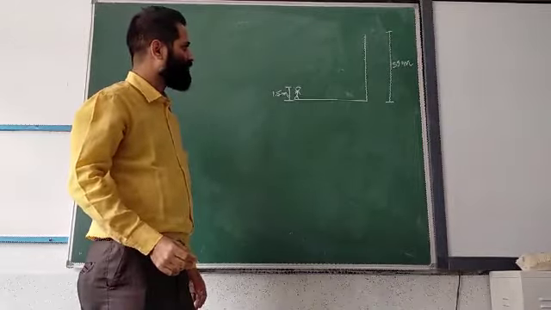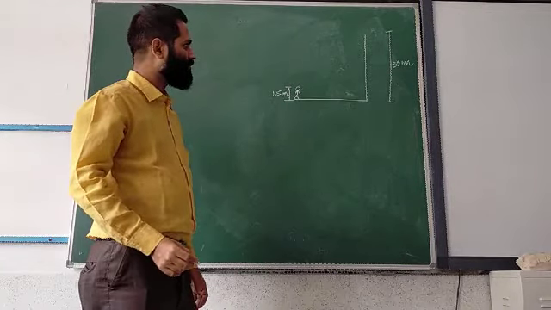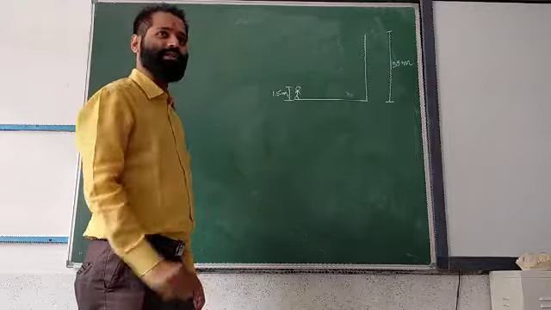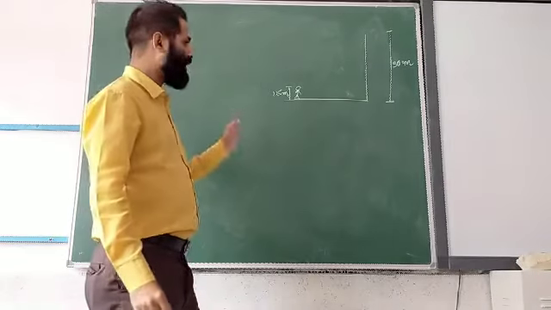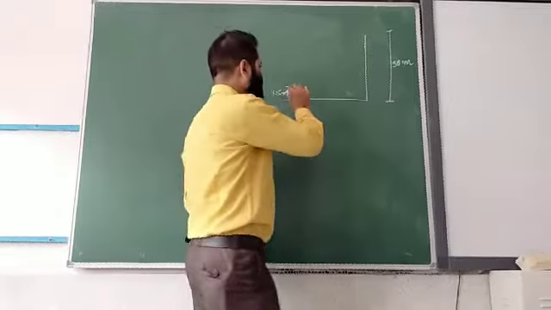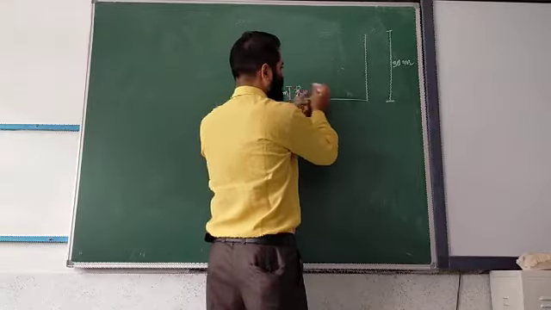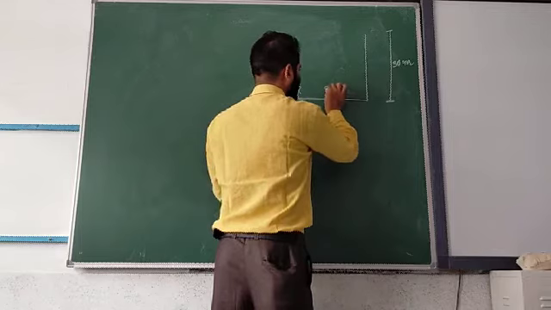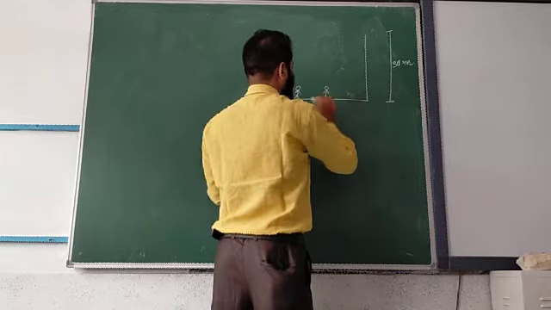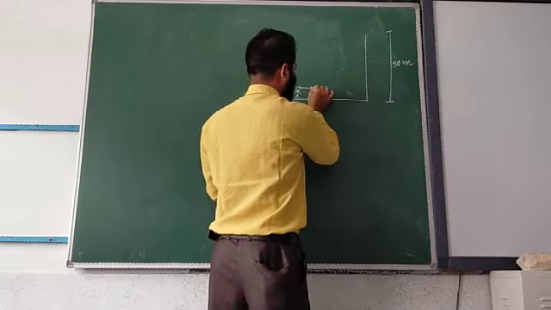The angle of elevation from his eyes to the top of the building increases from 30 degree to 60 degree. When will it increase? When you move forward, when you move towards the building. Is it clear? So that means the boy was here. He moved somewhere here. Now after moving here, from his eyes.